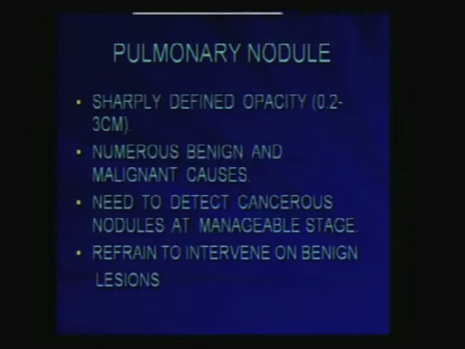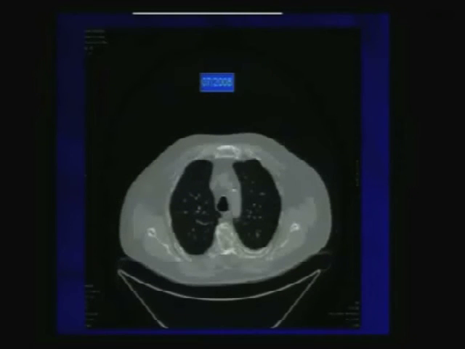Beyond 3 centimeters, now we're talking about masses, and that's something that has a totally different differential diagnosis. We're talking about tumor then most of the time. We need to realize that there are numerous benign and malignant causes, and our challenge as a radiologist is to detect cancerous nodules at a manageable stage. And we have to also, at the same time, as I talked to you this morning, if you were present, about the early detection of lung cancer, refrain from intervening on benign lesions. We also don't want all those false positives to create trouble for the patient.